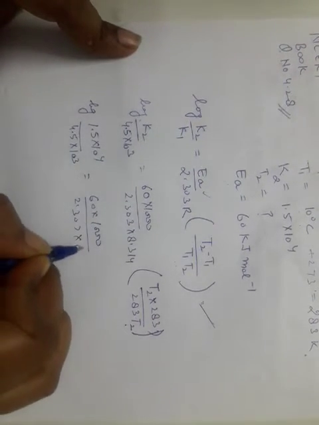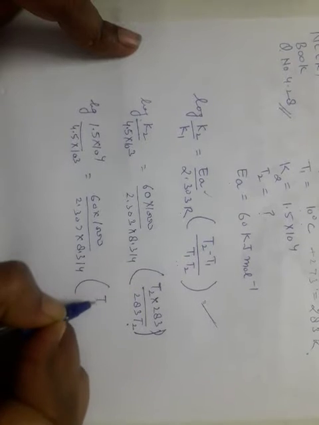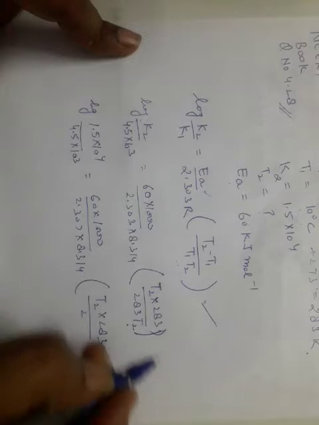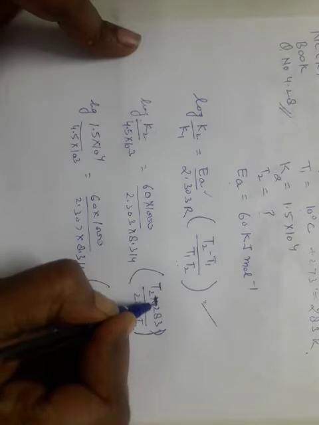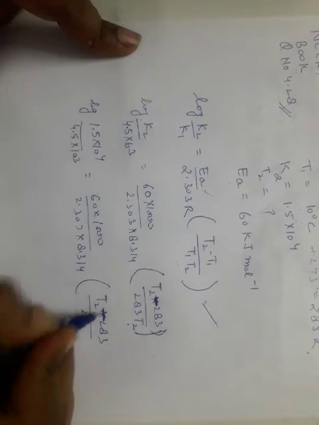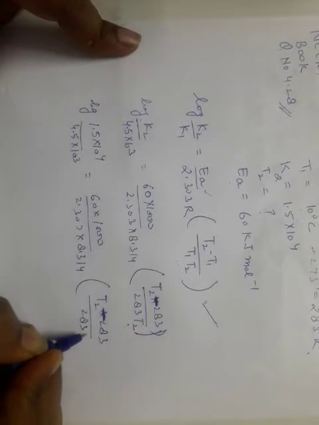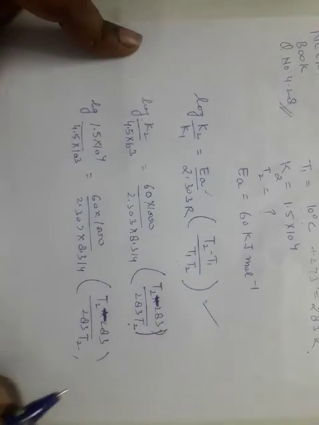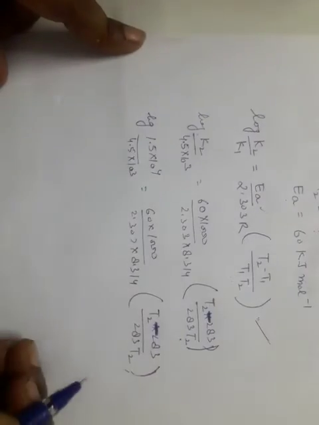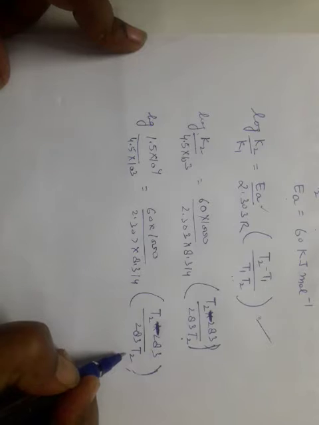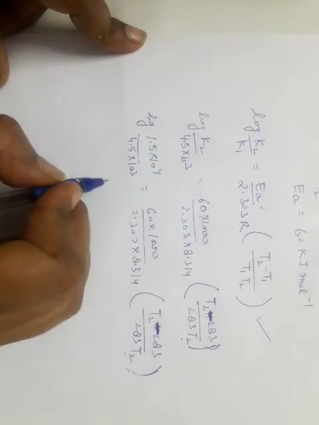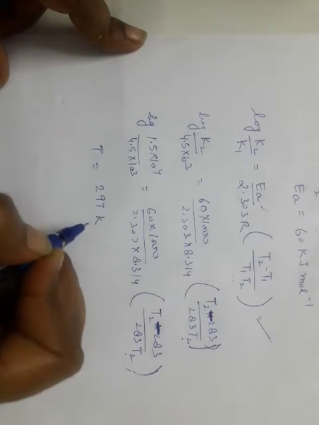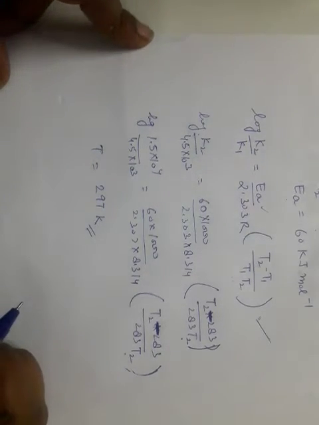2.303, 8.314, 283 into T2, and here the minus sign will be there, 1 upon 283 minus 1 upon T2. Please check here, the sign should be negative. So try to solve this question and find out the value of temperature. The temperature comes out to be 297 Kelvin, right?